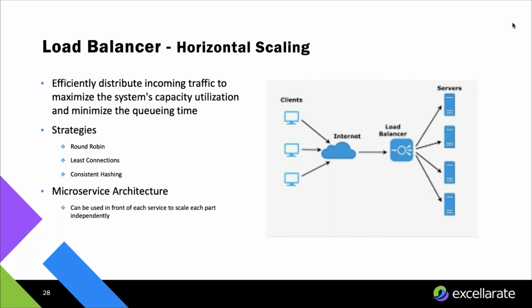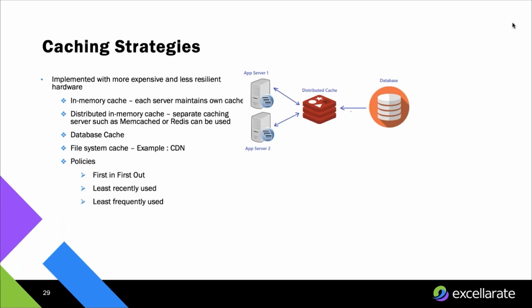If you have a microservice architecture, you can determine with the load balancer where you see the bottleneck, and you can have multiple instances of those servers, and then you can scale your application. Now, the other consideration is caching strategies.